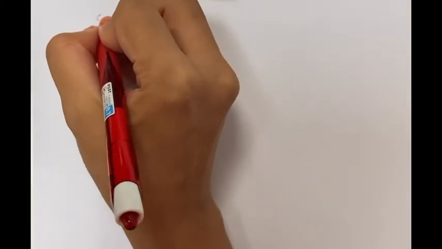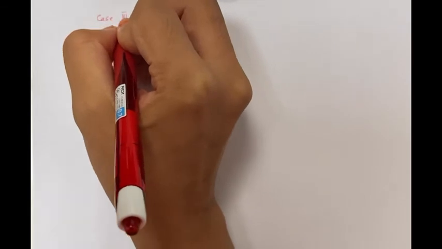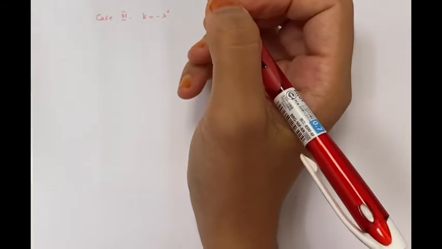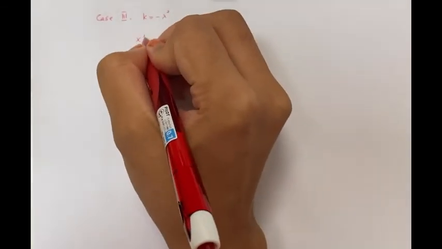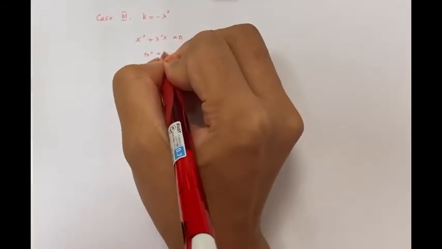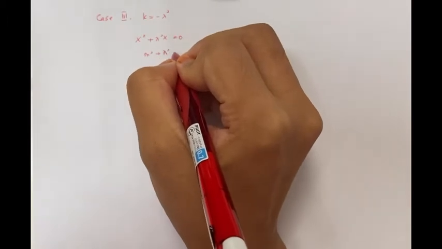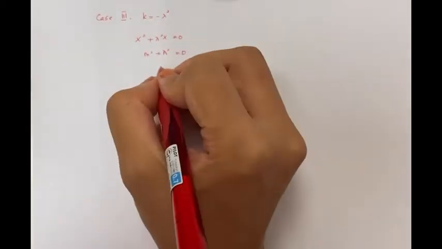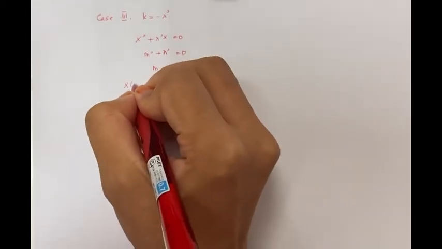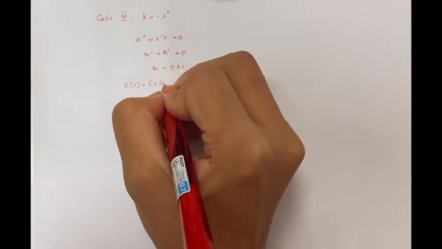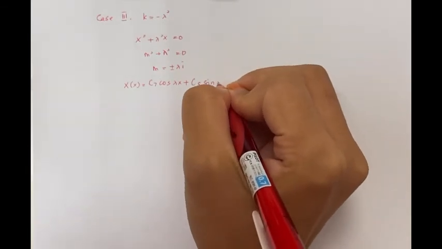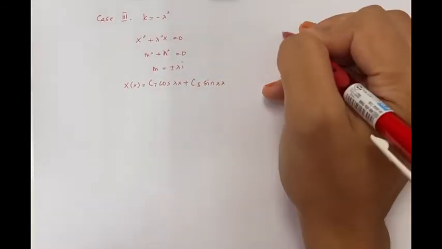Okay, continue with case 3. K is negative. K is equal to negative lambda square. So X double prime plus lambda square X equal to 0. m square plus lambda square equal to 0. So you have m as a complex conjugate. X is equal to c7 cos lambda x plus c8 sin lambda x. Do not forget your T.